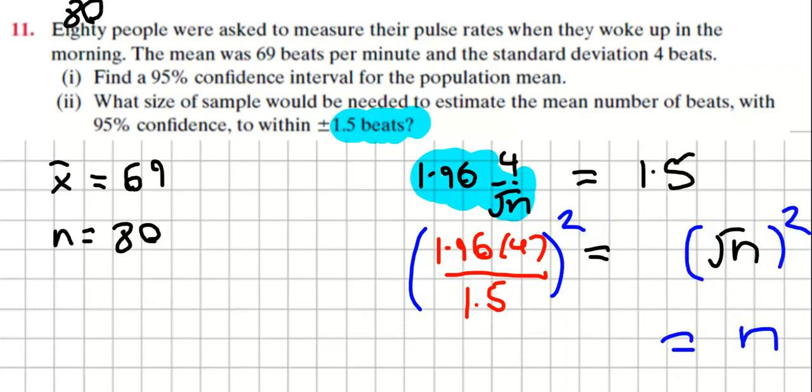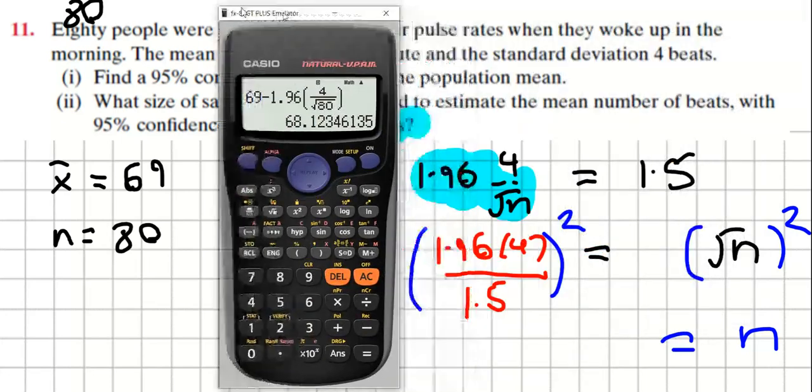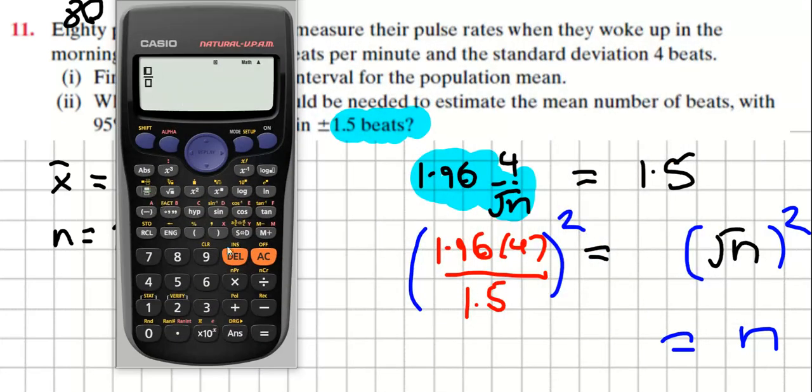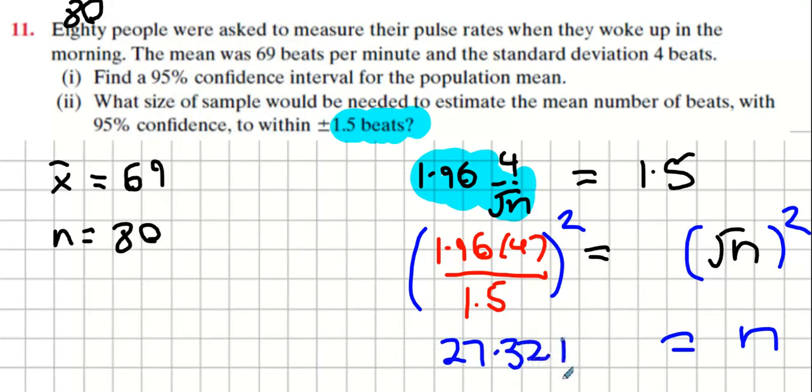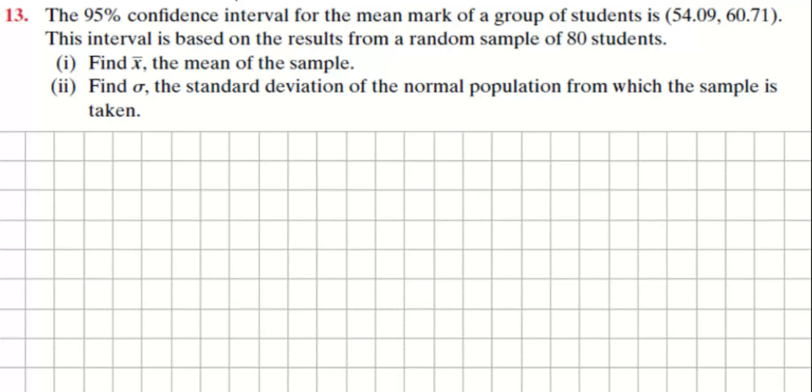Okay. And what you should get is 1.96 times 4 all over 1.5. Square the answer. 27.32, which rounds up to 28. Okay. Okay, guys. Let's do this.